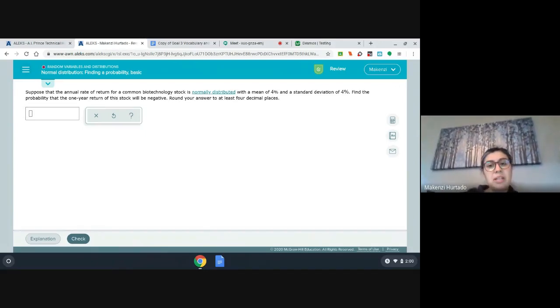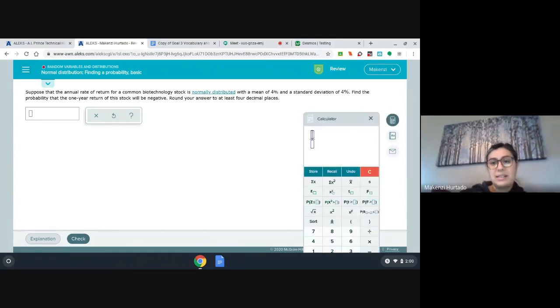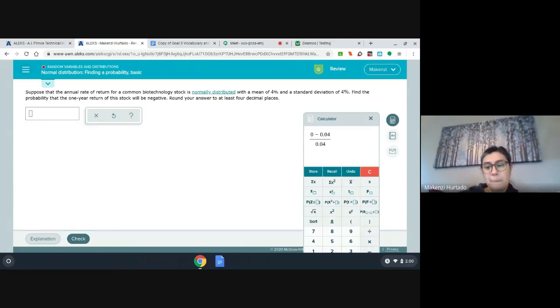So it's important. We don't always have the numbers given to us. We need to be careful. It means less than 0. So 0 is going to be our x in this case. So it's going to be 0 minus the mean, which is 4% or 0.04, divided by the standard deviation, which is also 0.04. And again, it's less than 0.